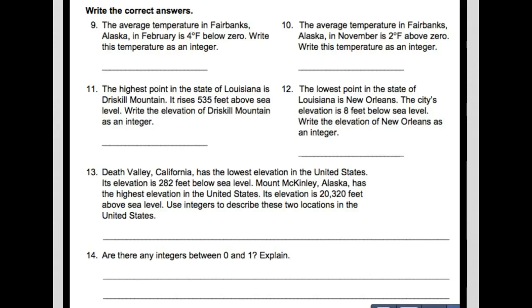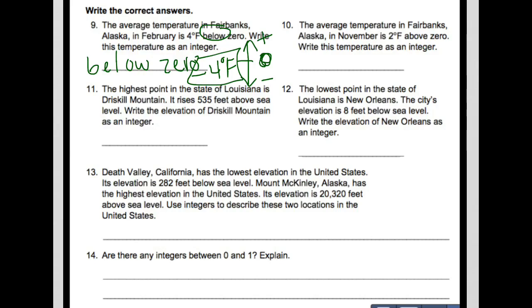Number 9, the average temperature in Fairbanks, Alaska in February is 4 degrees Fahrenheit below zero. Write this temperature as an integer. So I see below, circle that, maybe right over the side here, you can write that in too, below zero. When you see below zero, think of a number line, think of it inverted, zero's in the middle, positives up top, negatives on the bottom. Whenever you think of below zero, that means in the negative, which means it's negative 4 degrees Fahrenheit. Box it in. That's what I'm saying, when it says below zero, negative 4.